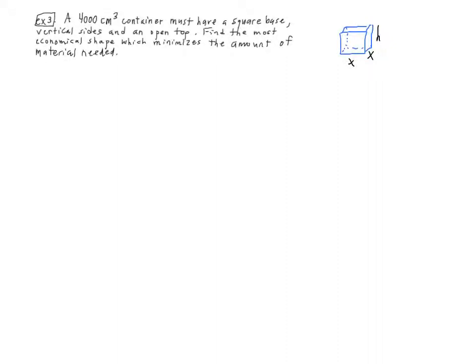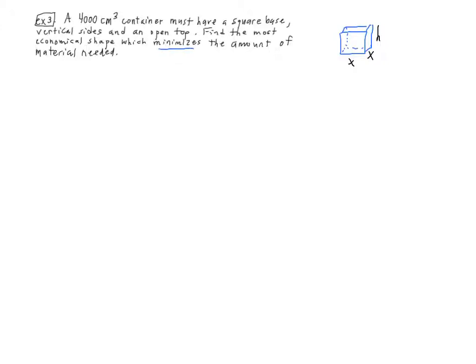Okay, take a moment to jot down this next optimization problem. We're dealing with a 4,000 cubic centimeter container. It must have a square base, vertical sides, and it has an open top. We want to find the most economical shape which minimizes the amount of material needed.